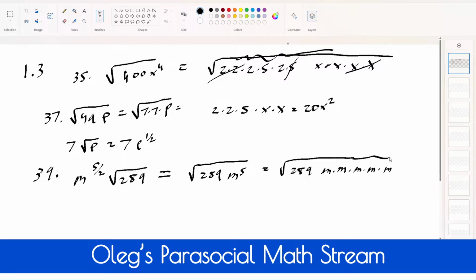And as for 289, we just have to figure out what we can do with that. So we're going to say m squared root m times, and then 289 is going to be, 289 divided by 3? Nope. 289 divided by 17. That's what it is. 17 times 17. Okay. So that means we have 17m squared root m. Yeah, that's what I'm getting.